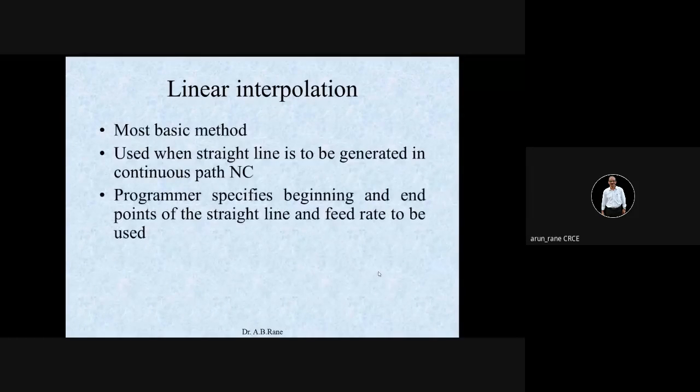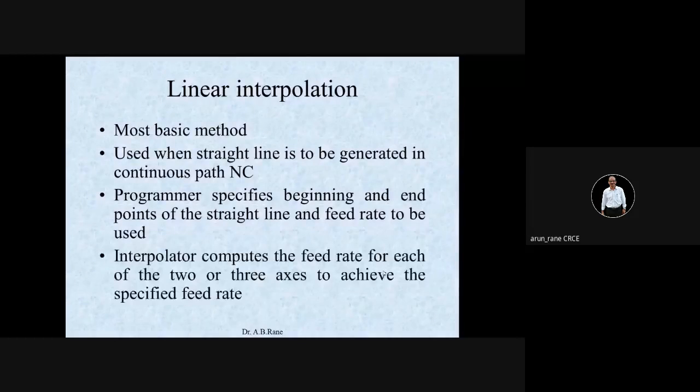Linear interpolation is most commonly used, along with circular interpolation. Whenever you want to cut a taper or you want to move at an angle, then linear interpolation is used. As I have told you, it uses the formula y = fx + c. So this is called the interpolator.